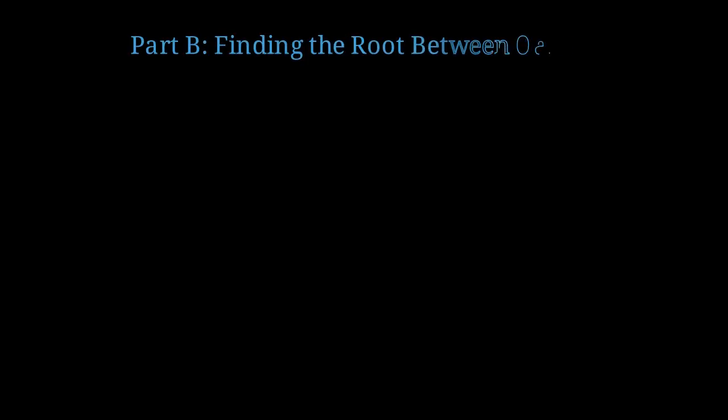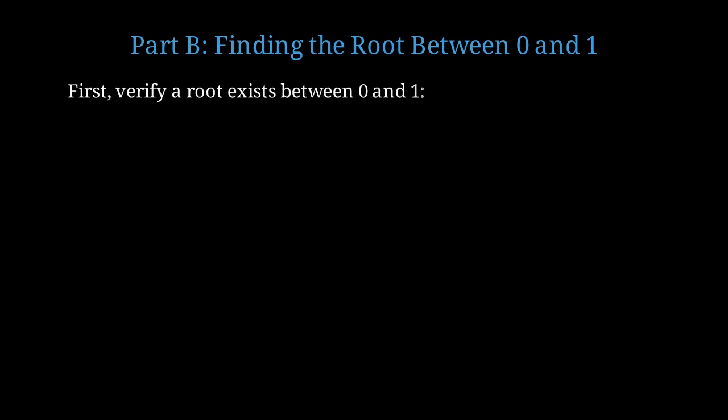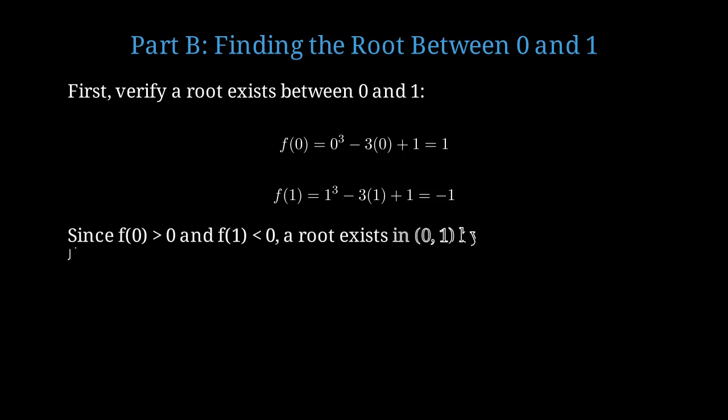Now let's find which root lies between 0 and 1 and approximate it using the Newton-Raphson method. First, let's verify that a root exists between 0 and 1. f(0) = 1, which is positive. f(1) = −1, which is negative. Since f(0) is positive and f(1) is negative, the intermediate value theorem confirms a root exists between 0 and 1.